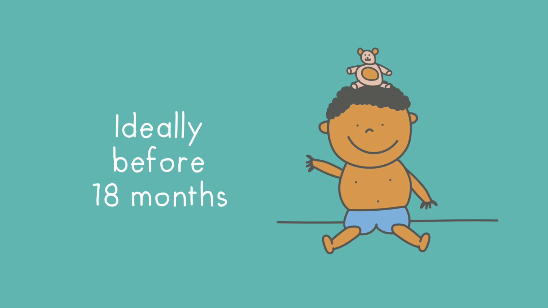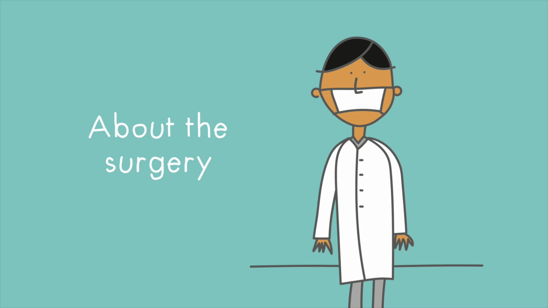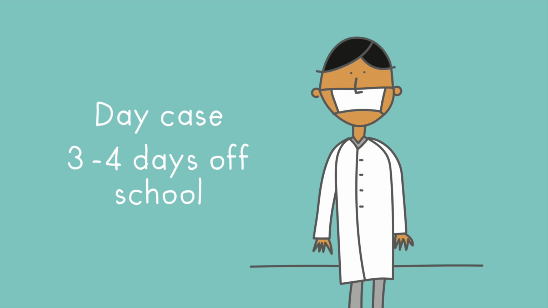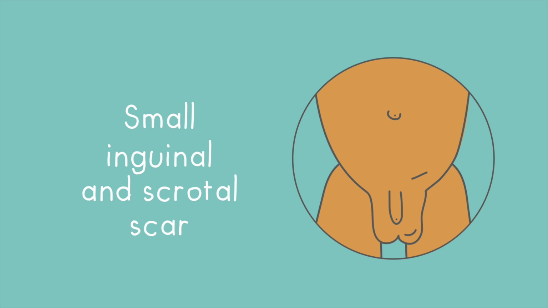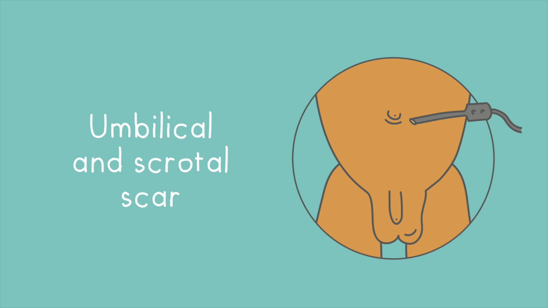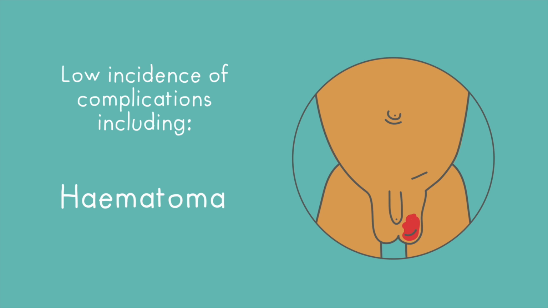Orchidopexy should usually be performed before 18 months of age and is usually a day case procedure. Postoperatively, children can resume normal activity after 3 to 4 days, and for those undergoing open orchidopexy, parents can expect to see a scar in the scrotum and the groin on the affected side. For those undergoing a laparoscopic procedure, parents are likely to notice a scar in the scrotum and under the belly button. The risks of surgery may be thought of as major and minor.